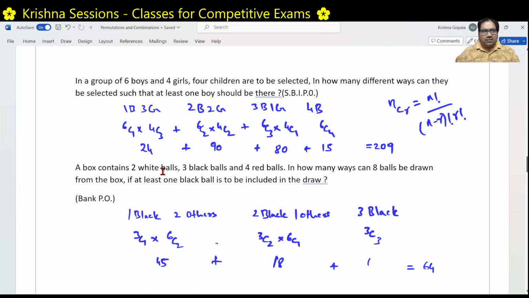Similarly, in this case also, how many black balls are there? 3 black balls are there. So what are the various possibilities? You take one black ball or 2 black balls or all 3 black balls, and the remaining are others.